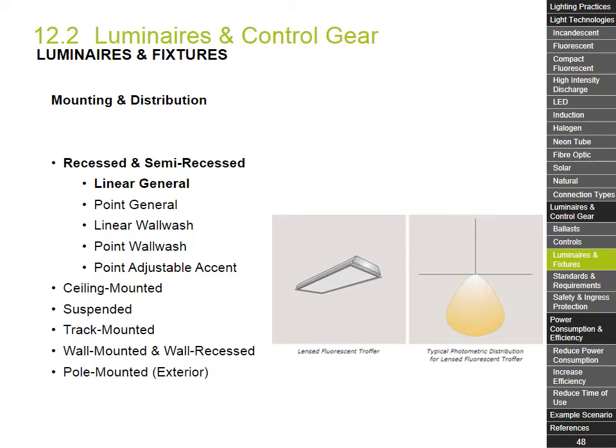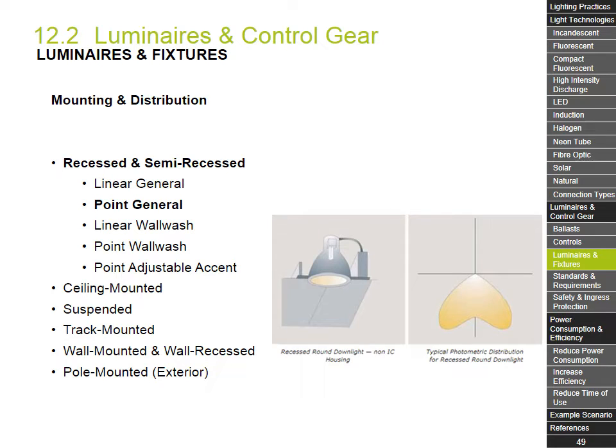Types of lighting within the recessed and semi-recessed family include linear general, which involves a linear light source that provides a general light distribution. The example here is fully recessed and therefore only directs light downward. Point general, which involves a point light source that provides a general light distribution. The example here is also fully recessed, only directs light in a downward direction.